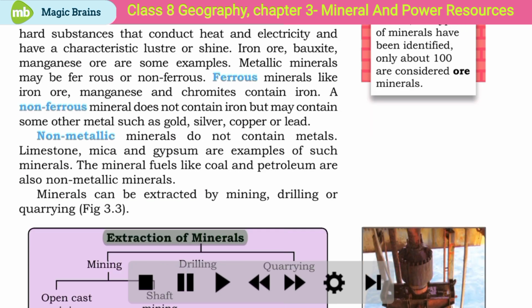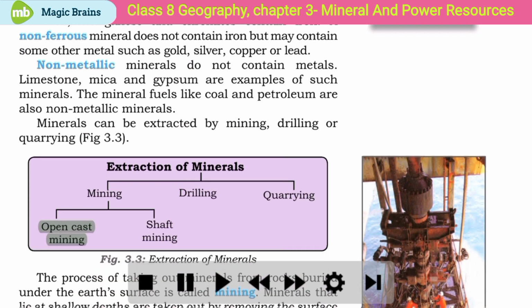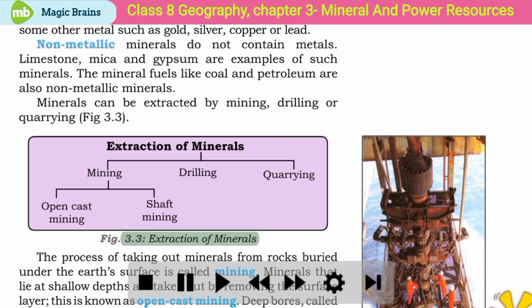In the middle of the page, there is a pink colored box given, in which there is a drop-down diagram. This diagram shows the different methods of extraction of minerals. The three methods of extraction of minerals mentioned in this drop-down diagram are mining, drilling, and quarrying. In this diagram, further, two different methods of mining are mentioned: open cast mining and shaft mining. This was figure number 3.3 titled Extraction of Minerals.